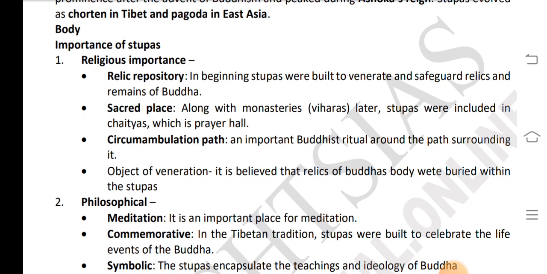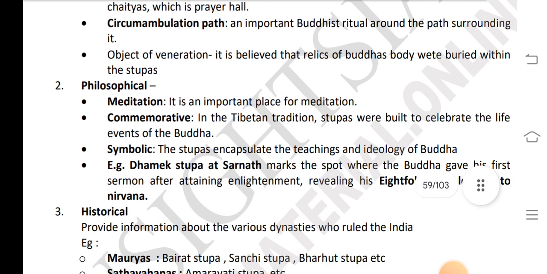A stupa is a hemispherical structure which symbolizes the burial mound of the Buddha. It rose to prominence after the advent of Buddhism and peaked during Ashoka's reign. Stupas evolved as the chortens in Tibet and the pagodas in East Asia. Importance of the stupas: religious importance, as a relic repository in the beginning.